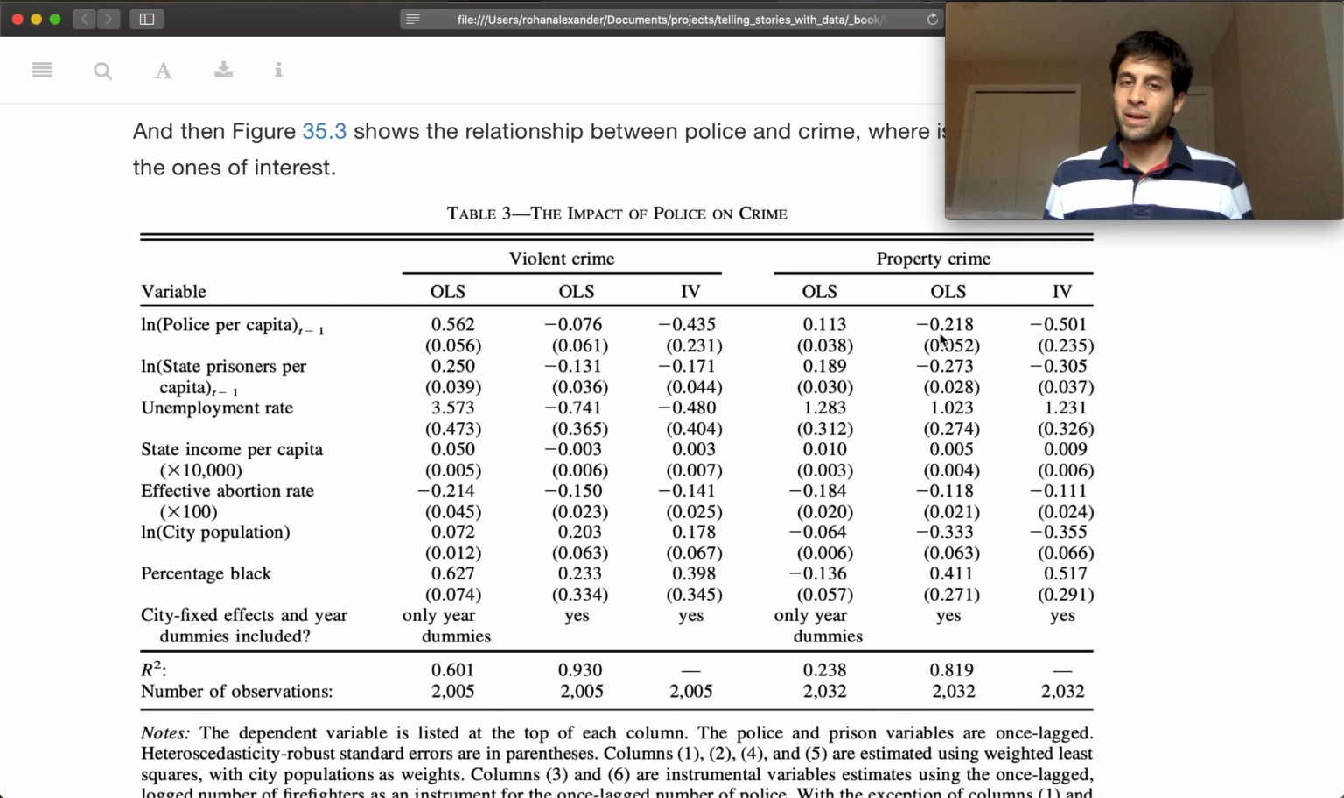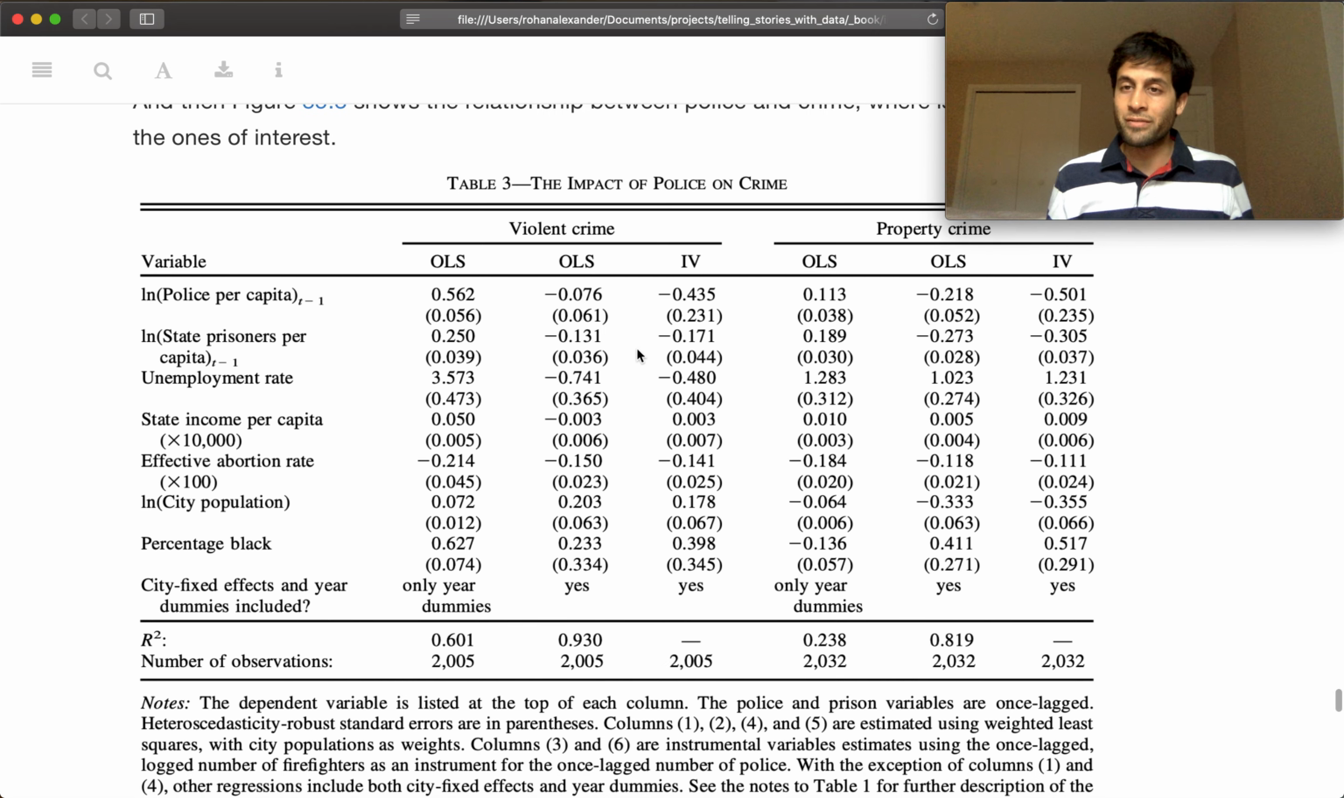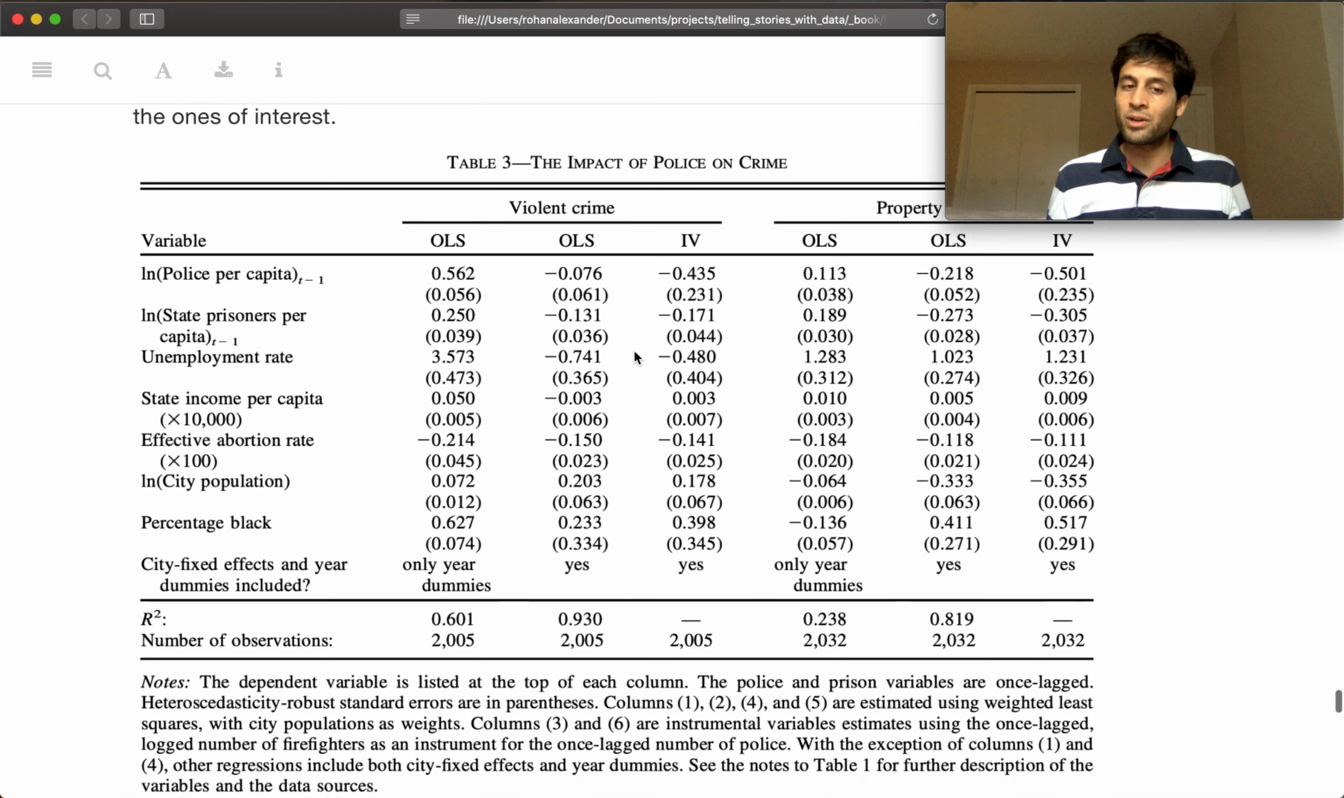It's interesting to compare the instrumental variables estimate, which is in the third and sixth columns, with the OLS regressions. Although they're similar, they do differ slightly in terms of their magnitude, so that's interesting and shows the value of using this instrumental variables approach.